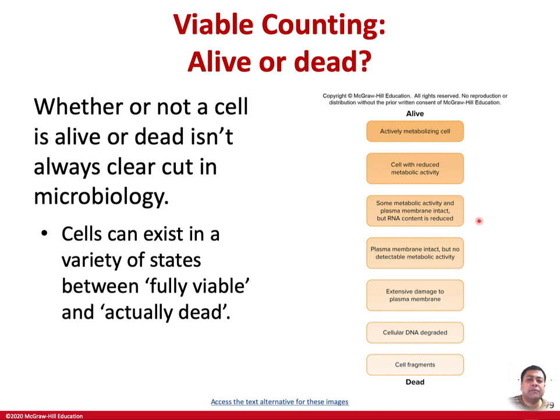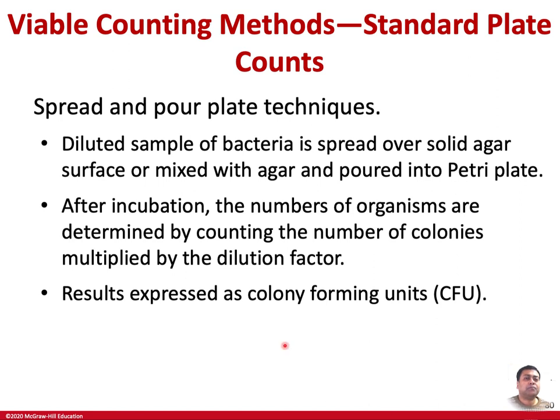There are some cells with metabolic activity and plasma membrane intact, but RNA content is reduced. Plasma membrane intact, but no detectable metabolic activity. Extensive damage to the plasma membrane, cellular DNA degraded, and then cell fragments, and they are dead. So there are many different conditions that a microbe can be in before it can actually be considered dead.